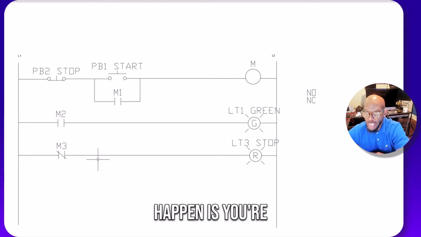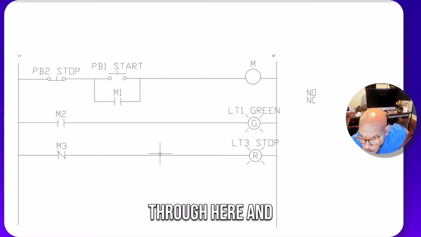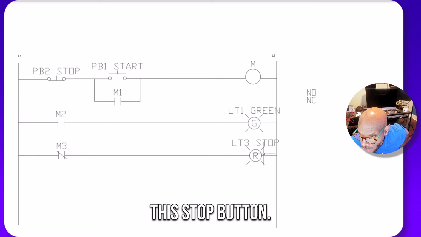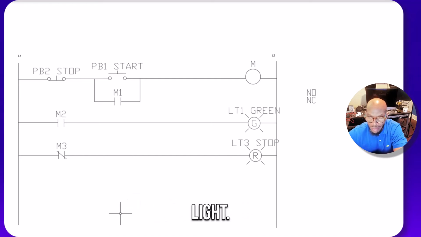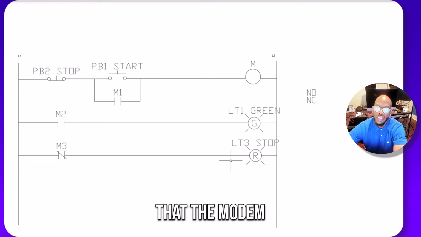And then this contact right here is going to go to the opposite state. So electricity is going to flow through here and light the stop light. And that's going to let people know that the motor has stopped running.